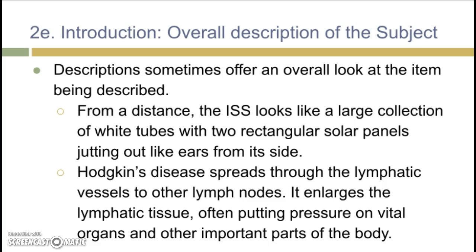After the importance of the subject, we would give an overall description of the subject. Descriptions sometimes offer an overall look at the item being described. So, from a distance, the International Space Station looks like a large collection of white tubes with 2 rectangular solar panels jutting out like ears from its side. Or, Hodgkin's disease spreads through the lymphatic vessels to other lymph nodes. It enlarges the lymphatic tissue, often putting pressure on vital organs and other parts of the body.